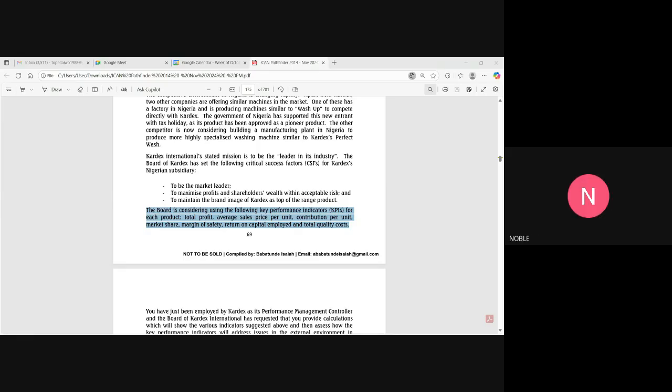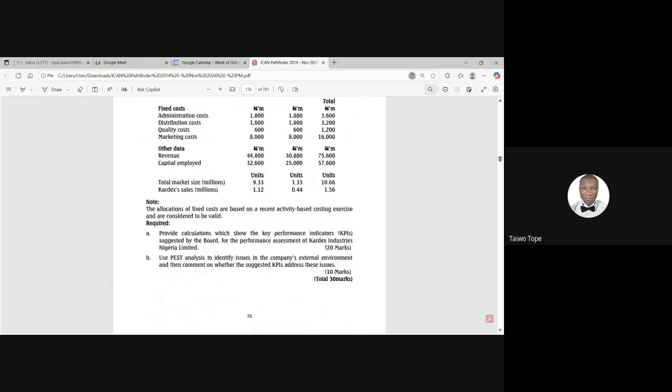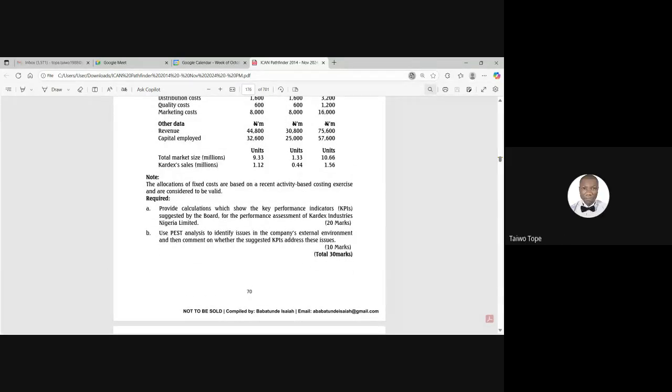So the point is this: what is your total sales for workshop? 44,800. That average sales per unit. How many units do you have for workshop? 1.12. So that sales, that your revenue, divide it by the unit. You have the average sales per unit. 40,000. That is for workshop.